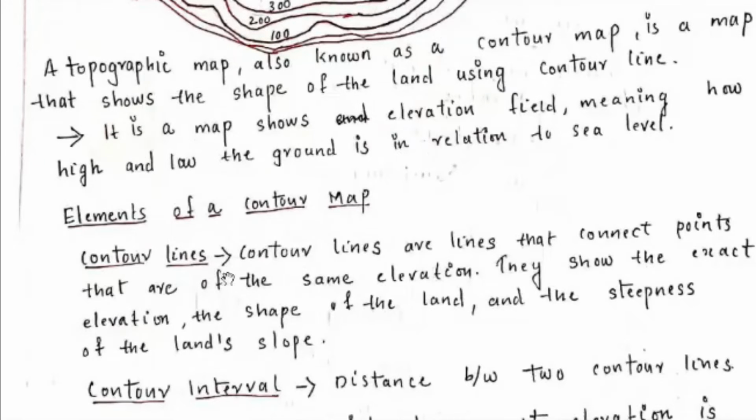First one, contour line. So what is a contour line? It is an imaginary line which joins equal elevation. They show the exact elevation, the shape of the land and the steepness of the land slope. So the entire topographical idea of a land can be understood from a topographic map or contour map.